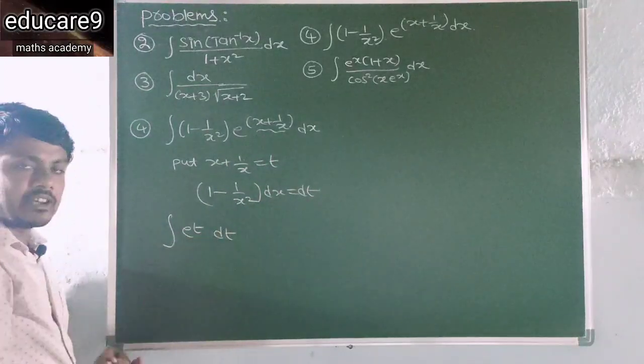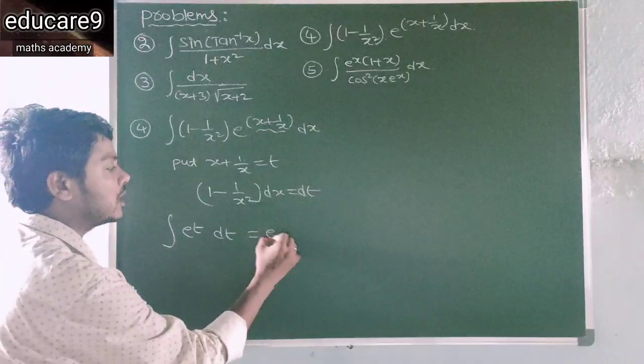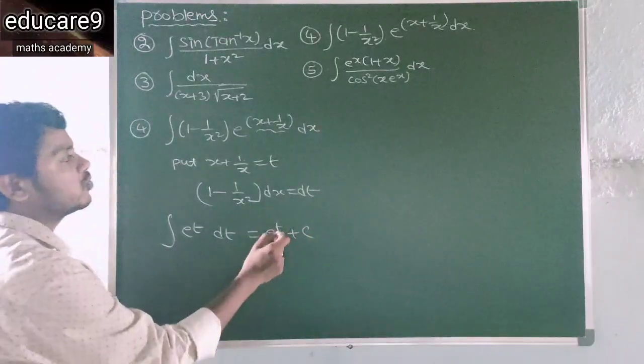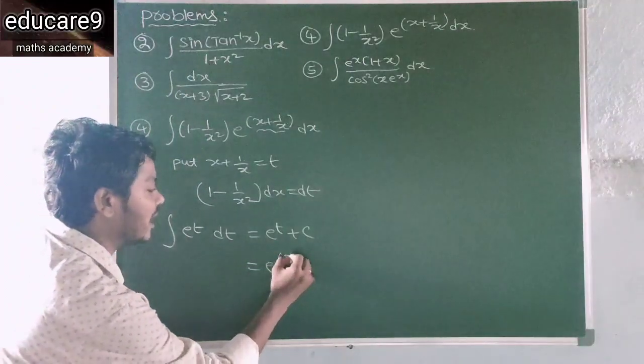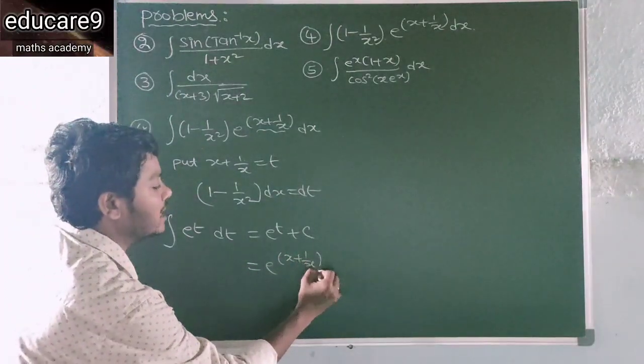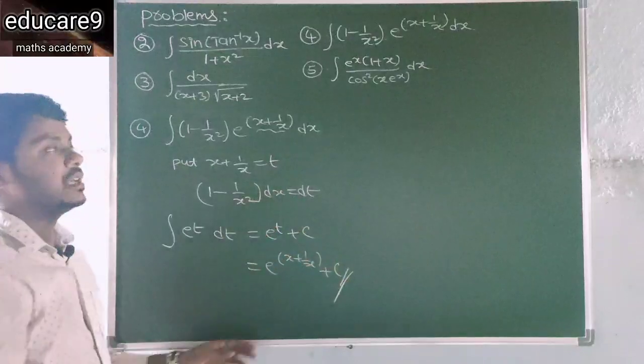Now this is e power t dt. So what is integration of e power t? That is e power t plus c. But what is t value? That is x plus 1 by x. So this is e power (x plus 1 by x) plus c. So this is the required answer.